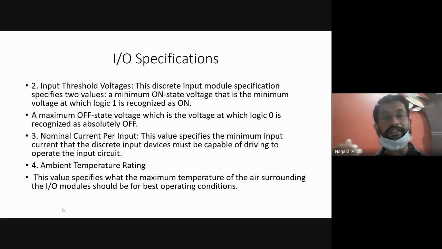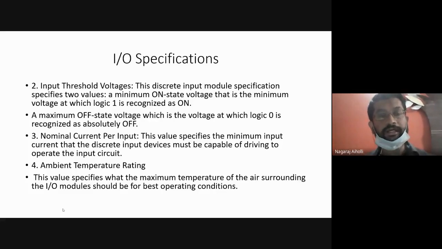Then how much is the maximum voltage that I can apply so that the IO module goes into off state or zero state, digital zero, correct? So these are the two possibilities here. One is on state, how much is the minimum voltage that we have to apply, then the off state, how much maximum voltage we have to apply to bring it to the off state. These are called threshold voltages. The meaning of threshold is minimal, how much we can apply, input threshold voltages.